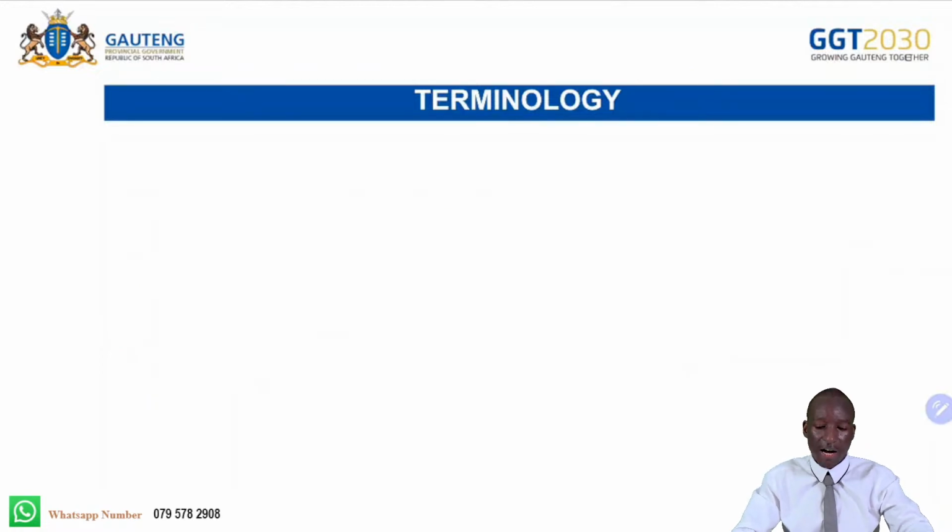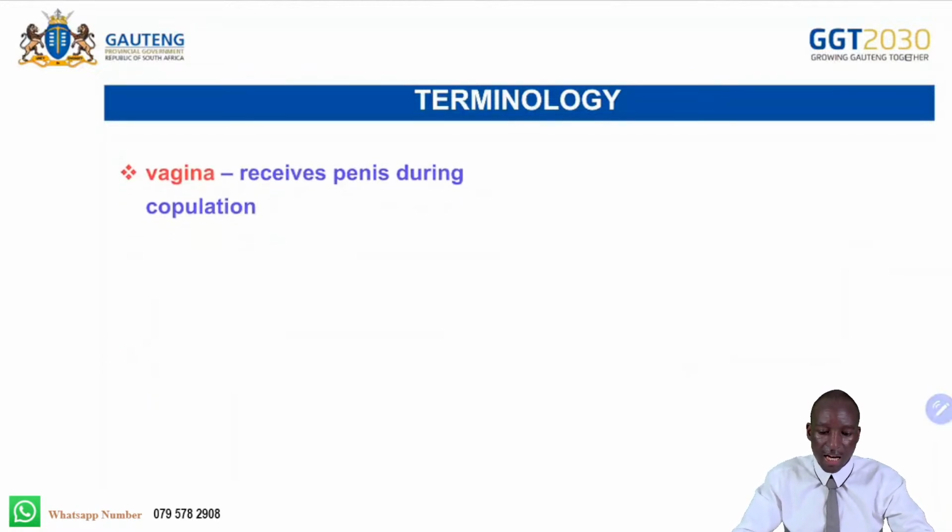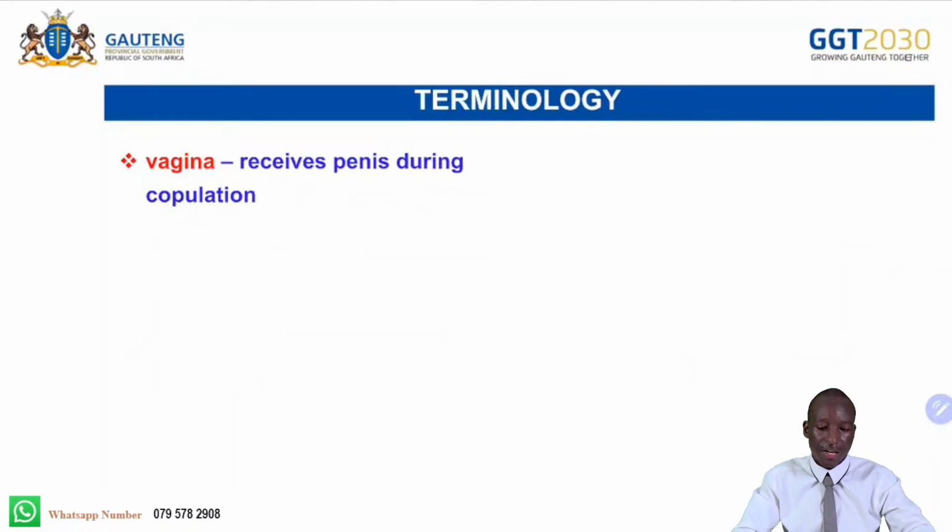Let's look at the other part of our terminology. This time around, we're looking at the terms to do with the female reproductive system. The first one is the vagina. Right. It receives the penis during copulation.